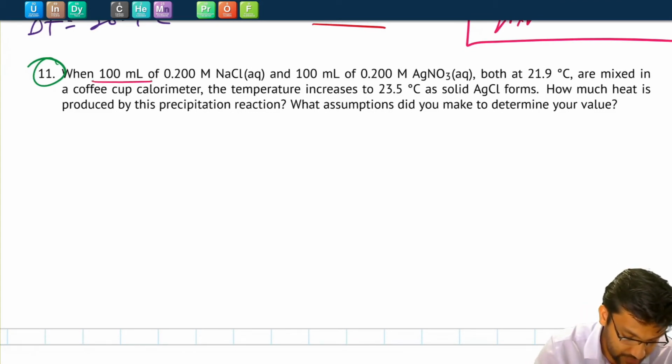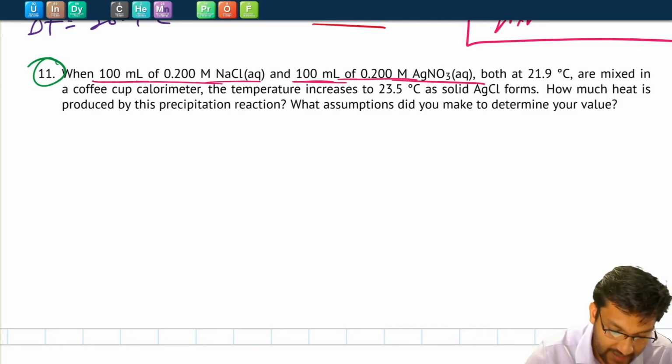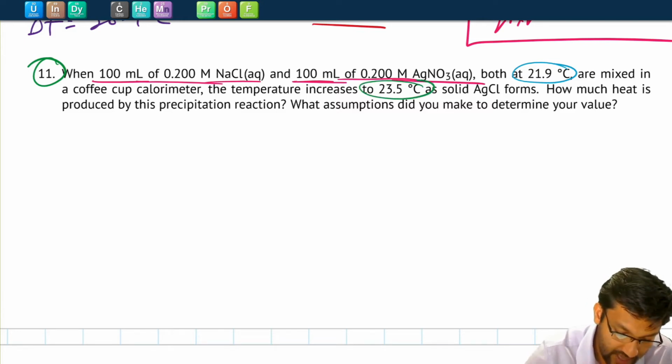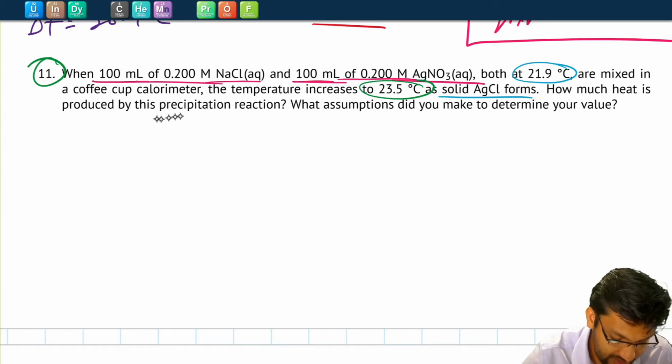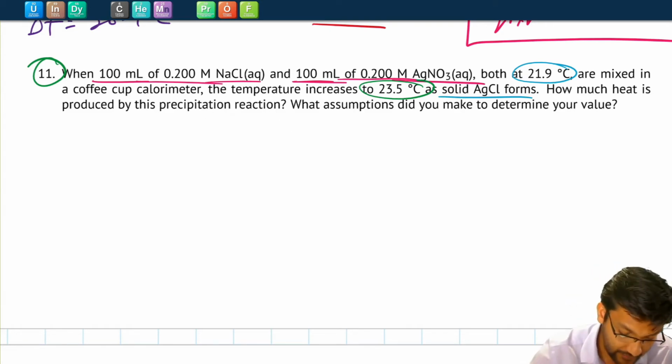We have 100 mils of some salt, and we have 100 mils of another salt, and they're both starting out at 21.9 degrees Celsius. They're mixed together, and then the final temperature increases to 23.5 degrees Celsius. And we have a precipitate, right? So the question is, how much heat is produced by this precipitation reaction? And then there are additional questions like, what assumptions did you make?